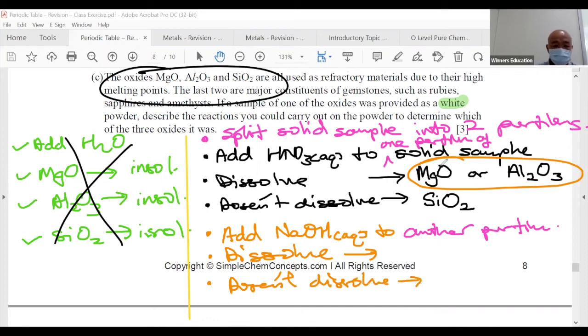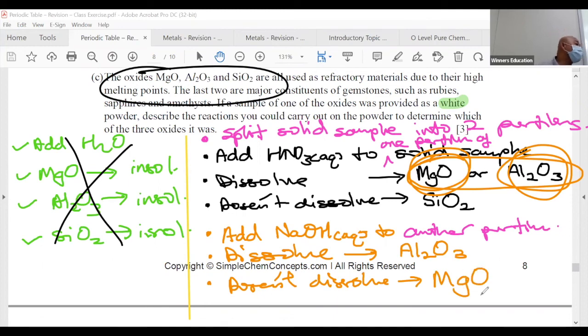If it dissolves between these 2, who will dissolve in sodium hydroxide? Answer is Al2O3, because it's an amphoteric oxide. If it doesn't dissolve, it's MgO. So ladies and gentlemen, by using acid and alkali, I can investigate the white powder, whether it is MgO, Al2O3, or SiO2, purely based on my understanding of the acid-base properties.